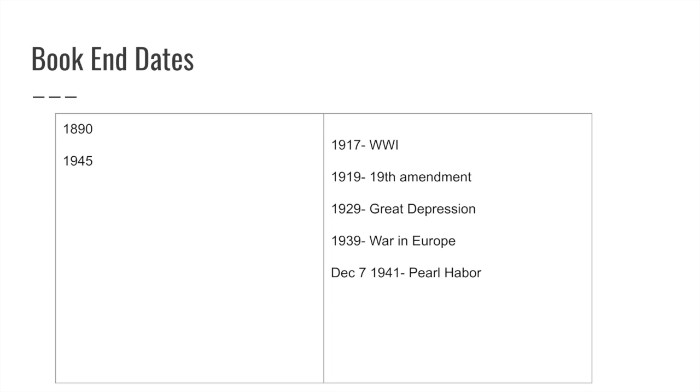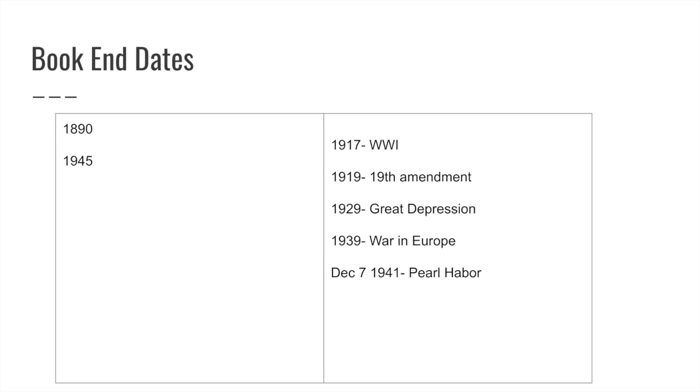Some other turning points that aren't necessarily the bookends. Let's keep in mind 1917, which is when the United States gets involved in World War I. 1919, we finally get the 19th Amendment, women's suffrage. 1929, the Depression hits, which will be followed a few years later by the presidency of Franklin Roosevelt. During that time, there will be World War II beginning in Europe and in Asia, and we will be dragged into the war in 1941.